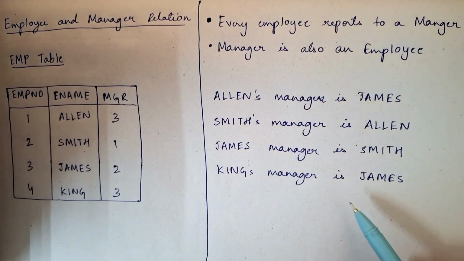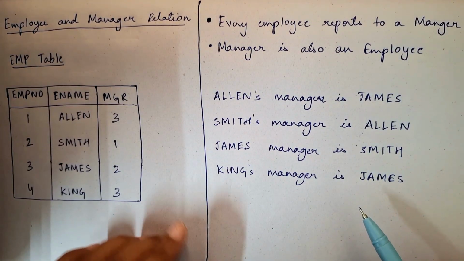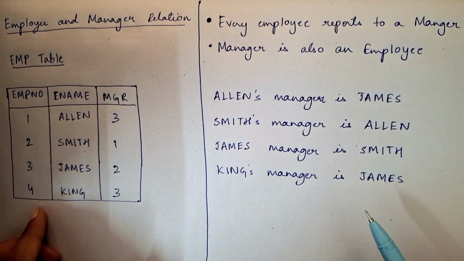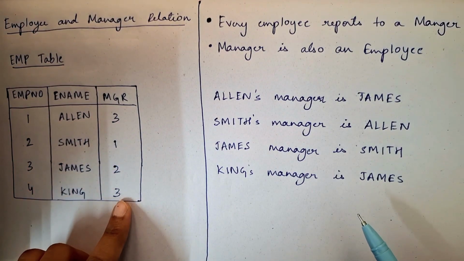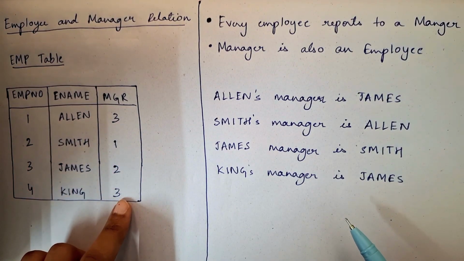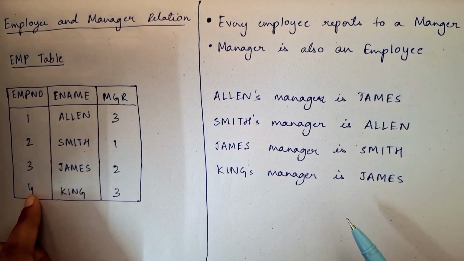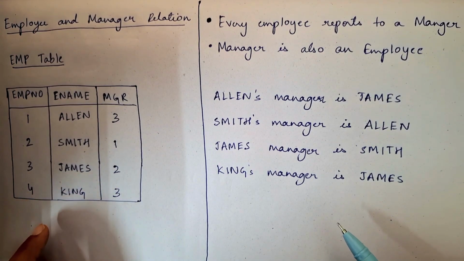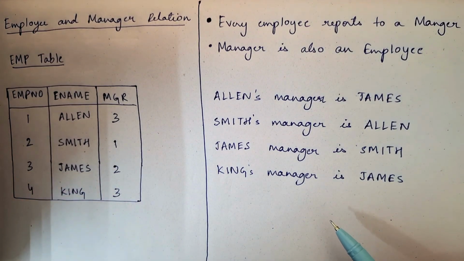So guys, always remember the simple logic. Employee number represents the employee. MGR represents the manager, which is again employee number in the same table. Once you clearly understood this relationship, it becomes very easy to solve employee manager questions using subqueries. Now let's start solving the questions one by one.